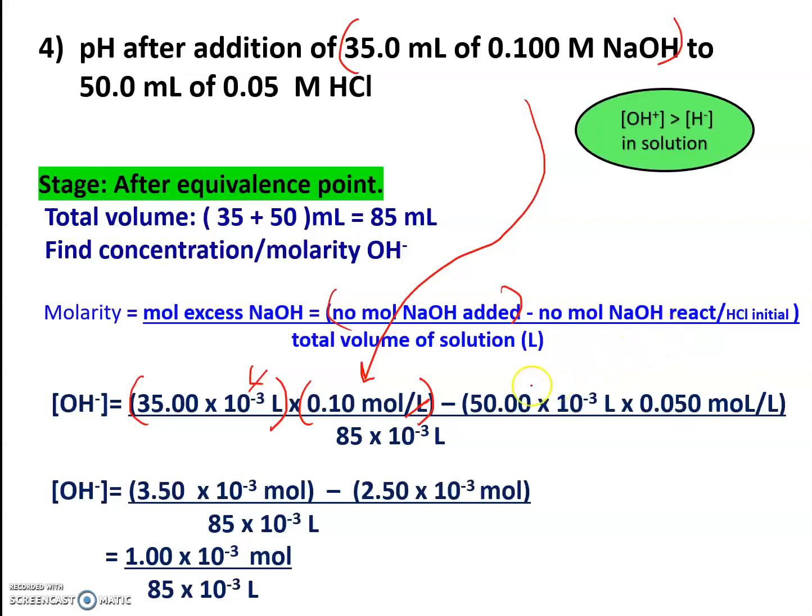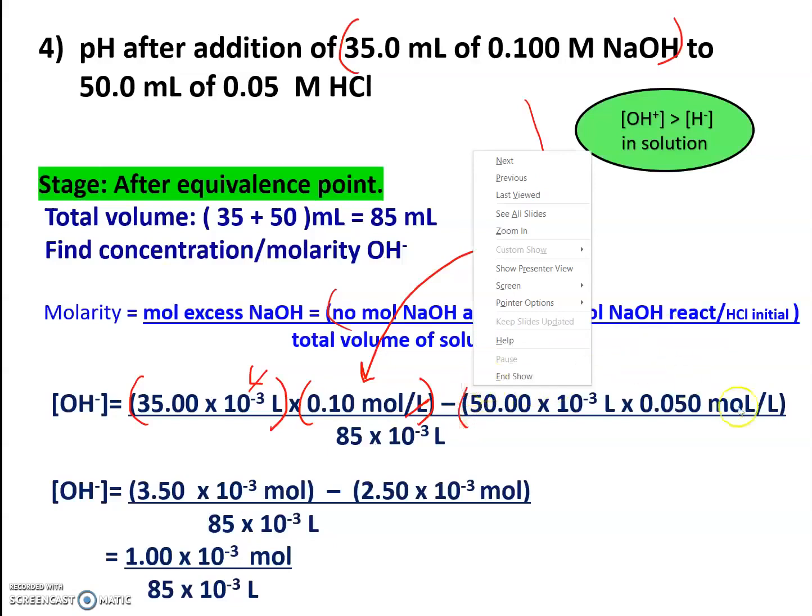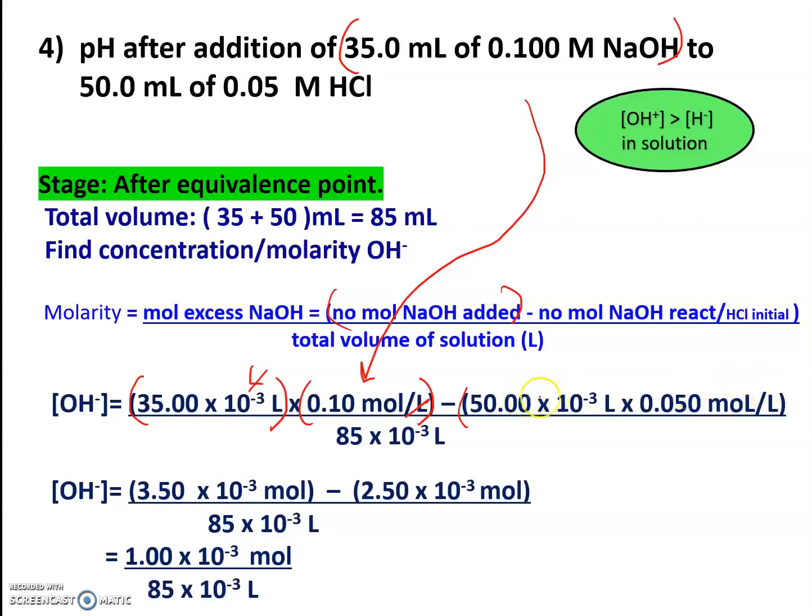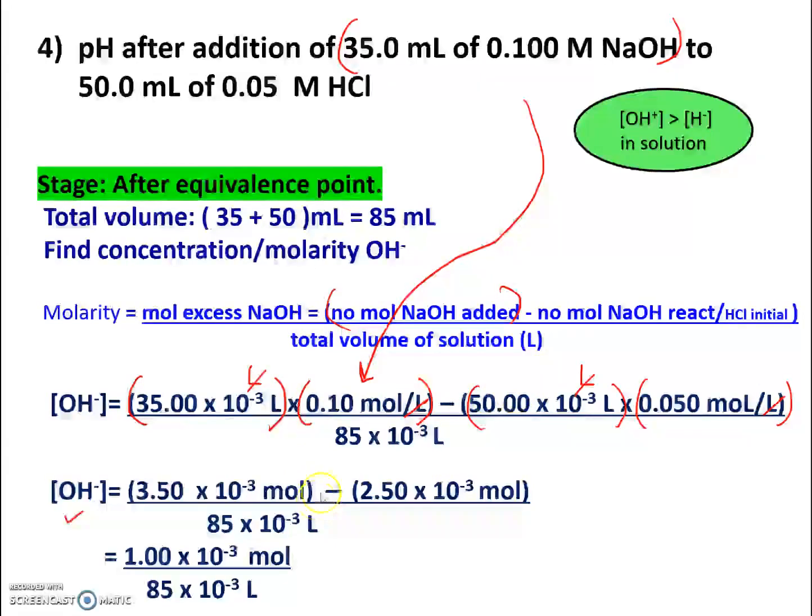So this equals the initial 50 ml, changed to liter, 50 times 10 to the negative 3 liter, times 0.05 molar HCl, 0.05 mole per liter. So mole per liter times liter, you will get moles. The moles of excess base is divided by the total volume, 85 times 10 to the negative 3 liter. So actually the larger amount minus the smaller amount, or the number of moles of titrant added minus the moles originally in the conical flask.